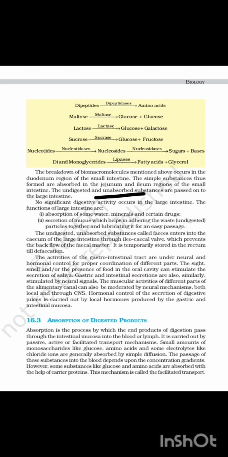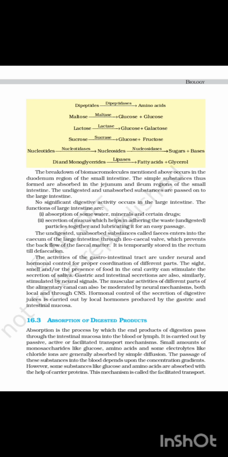The undigested and unabsorbed substances are passed on to the large intestine. No significant digestive activity occurs in the large intestine. The functions of the large intestine are, first, absorption of some water, minerals and certain drugs.